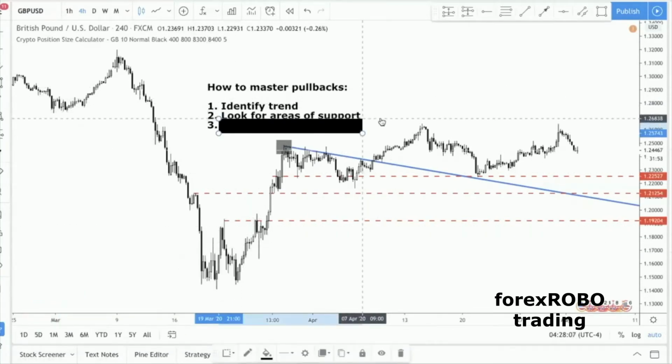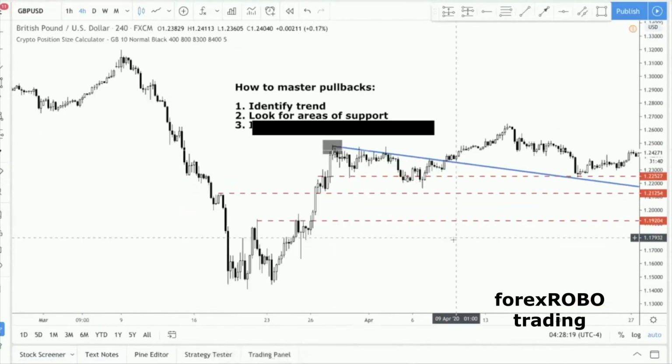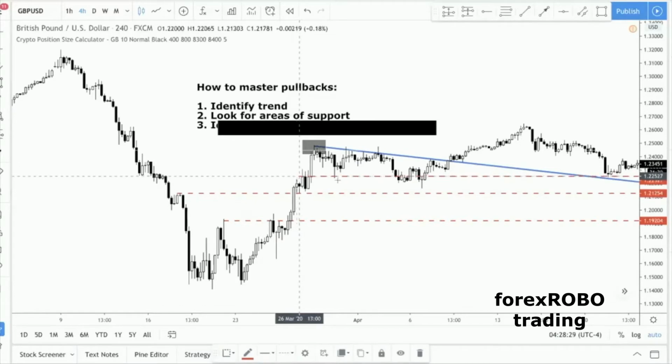Okay, step number 2 is you want to look for areas of support. Okay, so this is pretty common. Okay, most traders do this. Most traders understand how to identify trend, and they know how to look for support. So for example, in this case, you can say, okay, we're in an uptrend, so I can see that there was resistance here, and in fact it was a support, turned resistance, turned back into a resistance. Now it should act as support, and then you buy here.